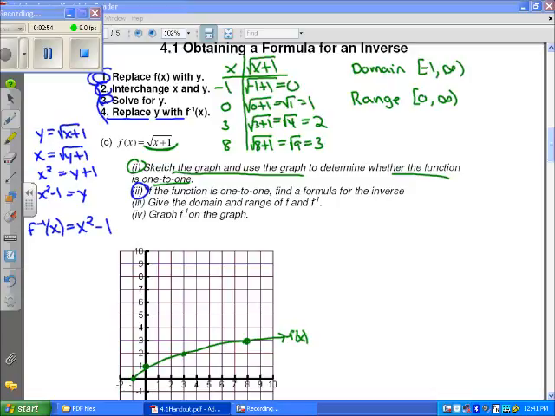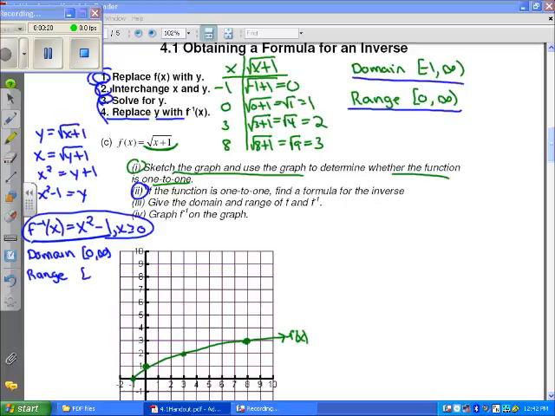We know that's not 1 to 1. So we have to include the domain of this function. The domain of the inverse function will be the same thing as the range of the original function. So I'm going to say the domain is 0 to infinity. So in other words, I want to include x must be greater than or equal to 0 into this function. So that is 1 to 1. Let's go ahead and find the range also. The range should be the domain of the original function, which is -1 to infinity.